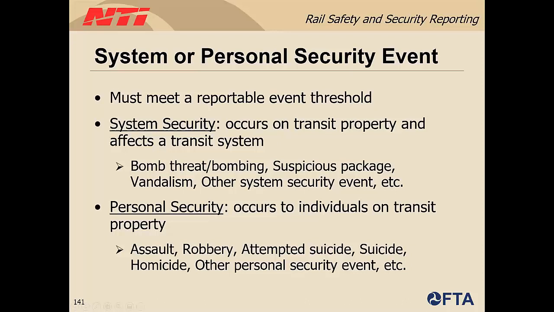There are two categories of security events on screen 1, system security or personal security events, which meet one or more of the following thresholds. System security events occur on transit property and affect the transit system as a whole. Personal security events happen to individuals on transit property or those boarding or alighting a transit vehicle. This is the form used to report attempted suicides or suicides where the event does not involve contact with the train.